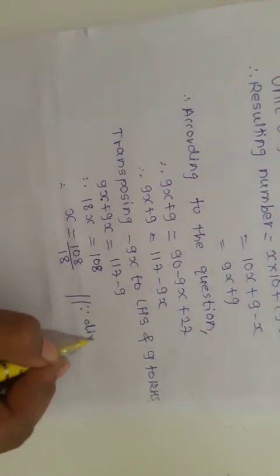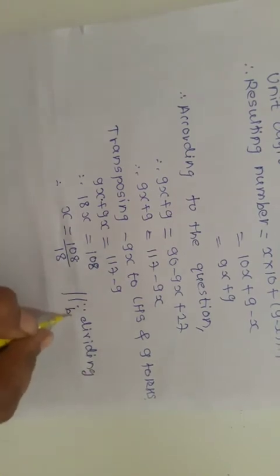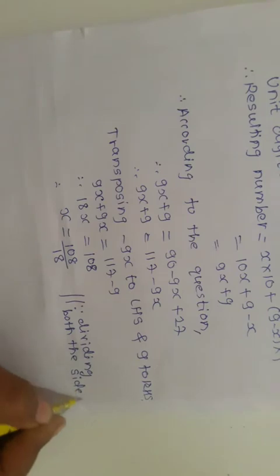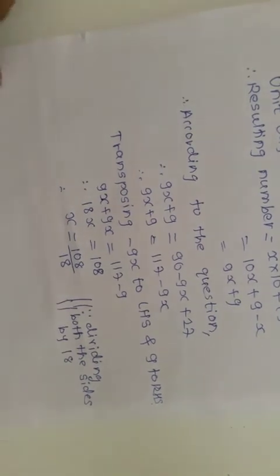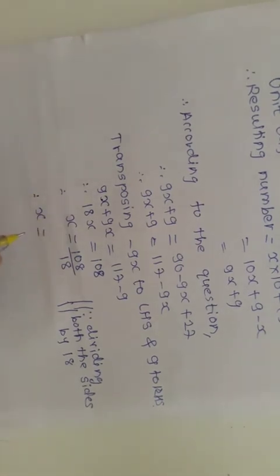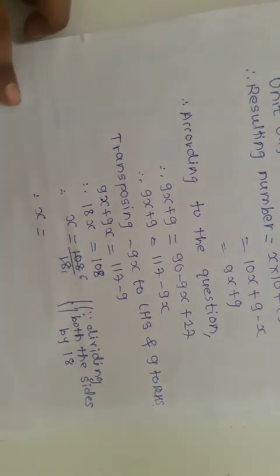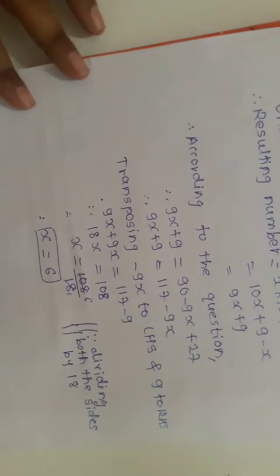Since we are dividing both the sides by 18, we get the value of x, and therefore x is equal to 18 ones are 18, 18 sixes are 108, x is equal to 6, and therefore we get the value of x as x is equal to 6.